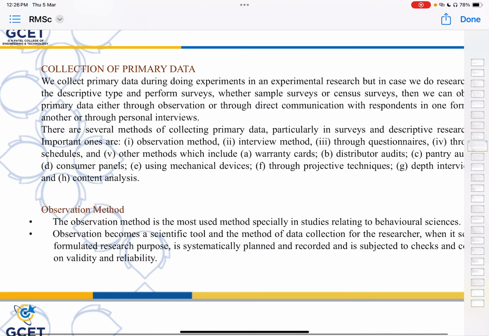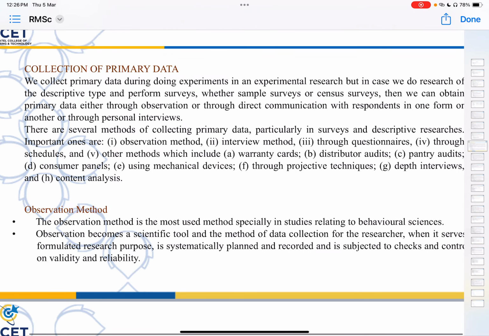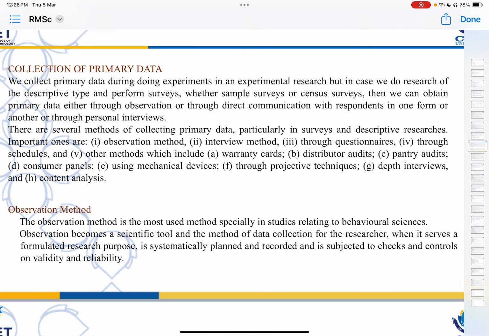Now the next is collection of primary data. We collect primary data when doing experiments in experimental research. But in case we do research of the descriptive type and perform surveys, whether sample surveys or census surveys, then we can obtain primary data either through observation or through direct communication with respondents in one form or another, or through personal interviews also.